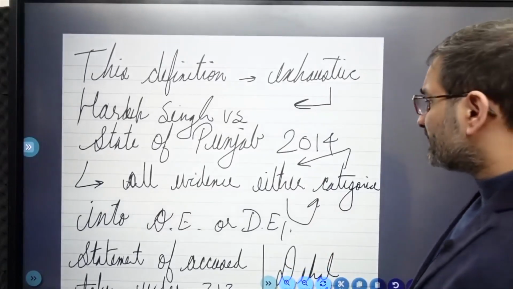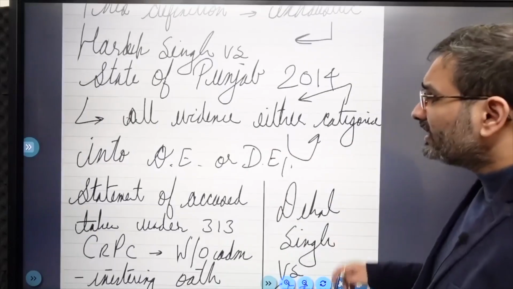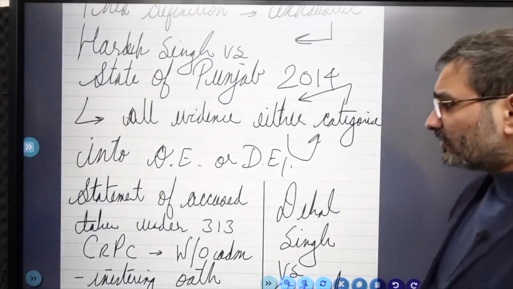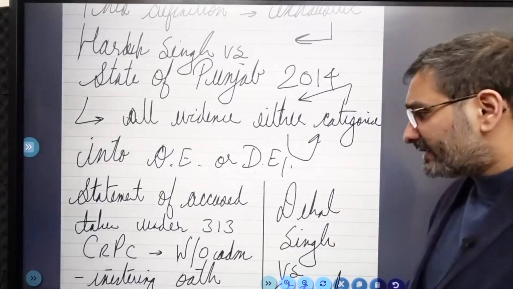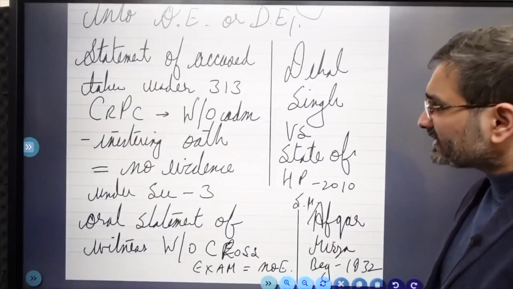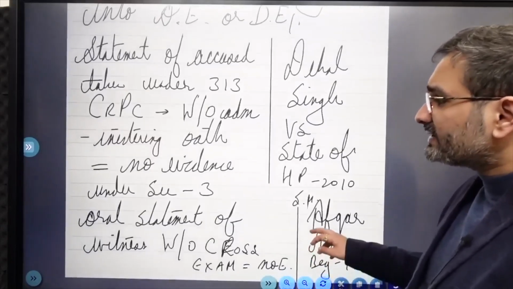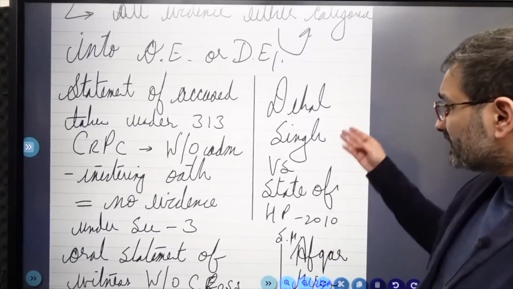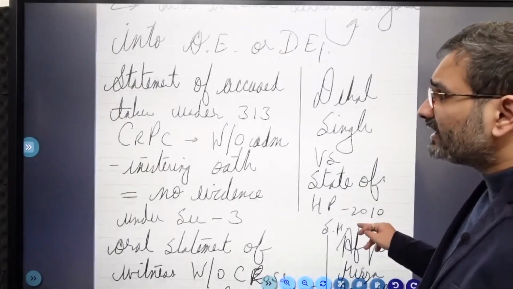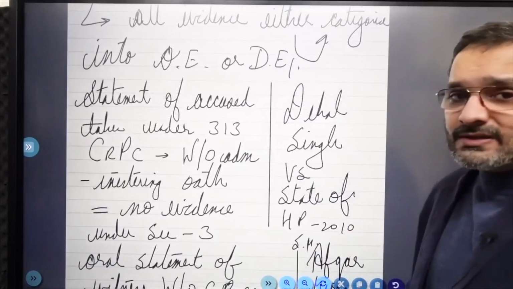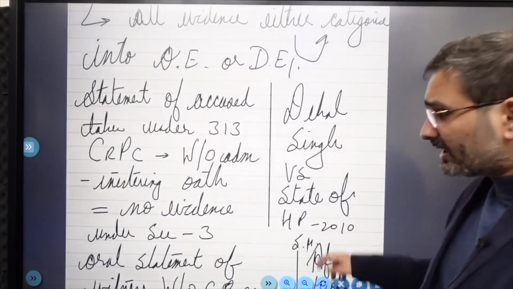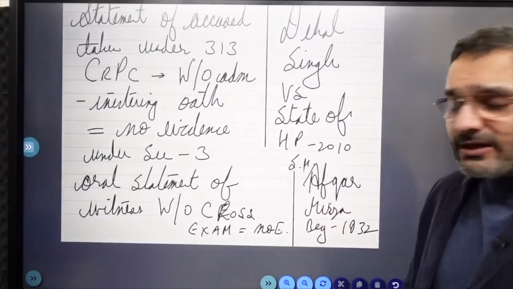हरदीप सिंह वर्सेस स्टेट ऑफ पंजाब 2014 के अंदर ये कहा गया था कि all evidence either is categorized into oral evidence or direct evidence. So statement of accused taken under 313 CRPC without administering oath is no evidence. This was said in Dehal Singh versus State of Himachal Pradesh 2010, that if you haven't administered oath, आपका जो statement आपने ली है 313 CRPC, there's no evidence, we won't admit it.